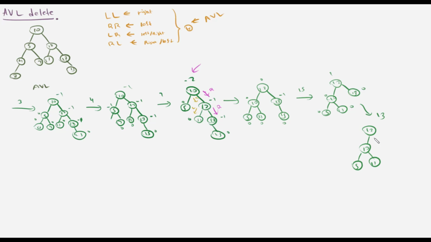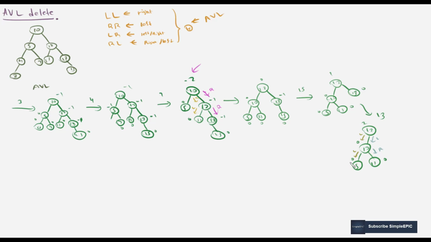Some left bias tree. So the balance factors are again 0, 0, 0 and 2, because the left height is 2 and the right height is 0, so the balance factor is 2. Now what is the case? Is it the left case? Or is it the left right case?